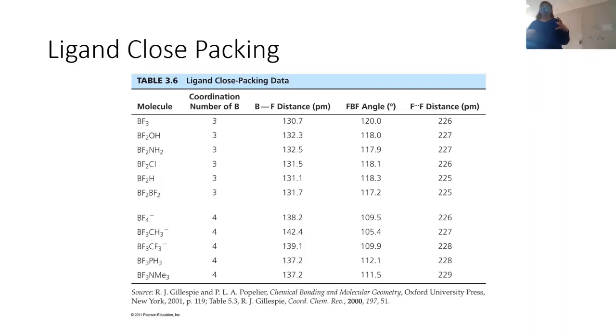Okay, so ligand close packing is saying that our two ligands want to be a certain distance from each other. So they're just going to slide around the outside of that central atom until they just bump into each other. And whatever bond angle gets created from that, that's the bond angle you end up with.